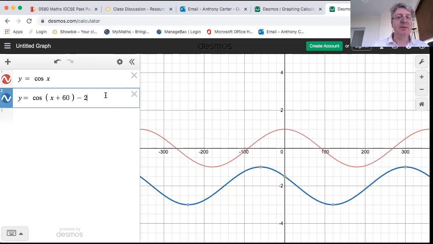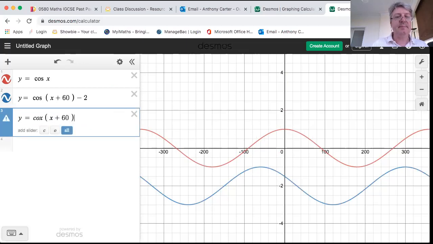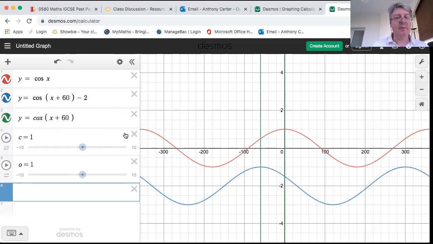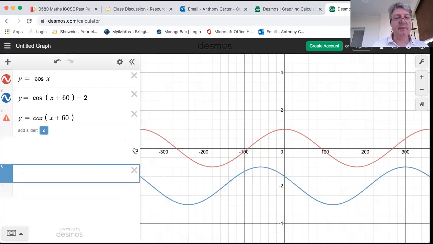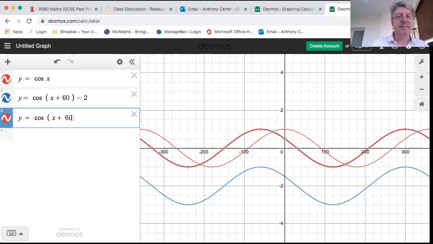So I'm just going to insert another graph here so you can see that this graph is made up of two things. There it is. So I don't want that just for a minute. That just makes it a little bit confusing. Let's try again. So y equals cos x plus 60.